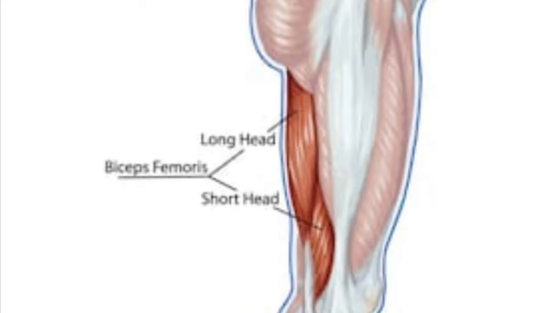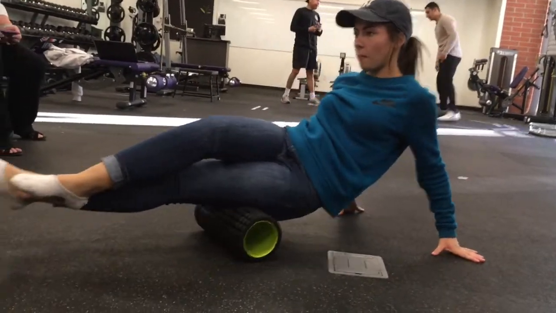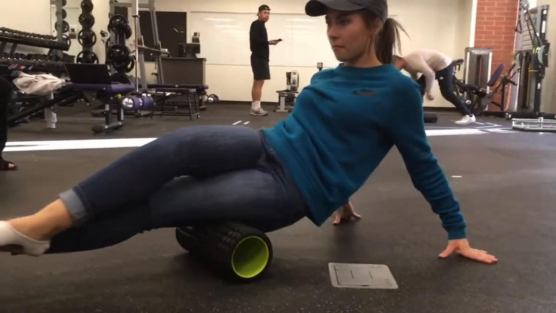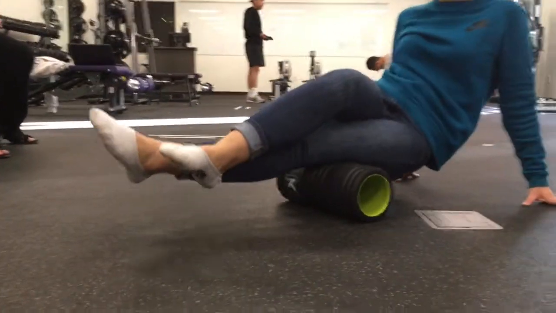Moving on to the short head of the biceps femoris. The client is here shown rolling that out. Typically, you would roll it again for about 30 seconds and hold it on that tightness.